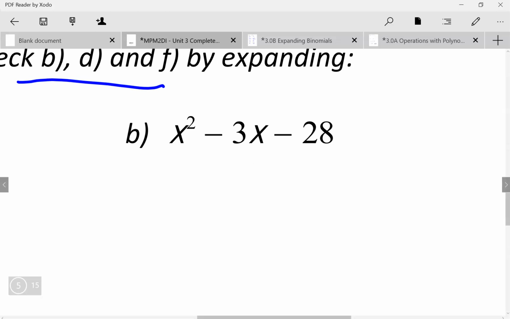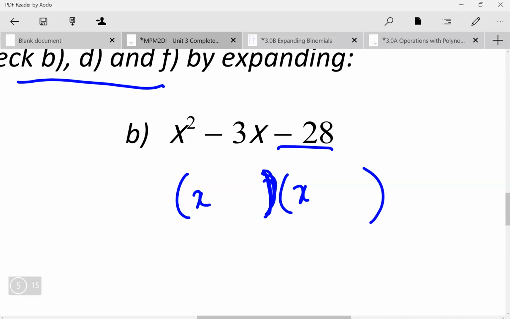So again, first thing I see is a trinomial. So I know I have to factor it a particular way. And now we're going to look, okay, let's see, is it simple or is it tricky? The coefficient of the x squared is 1. It's a simple trinomial. I can start off by doing this. I'm looking for two numbers that multiply to give me negative 28 and add to give me negative 3.